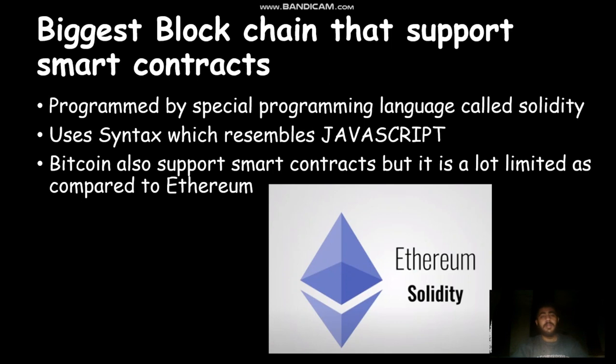Today, the biggest blockchain for smart contracts is Ethereum. Bitcoin and other cryptocurrencies also support smart contracts, but they are a lot more limited compared to Ethereum. Ethereum is programmed with a special programming language called Solidity, which uses syntax that resembles JavaScript. With this, we mark the end of our presentation.